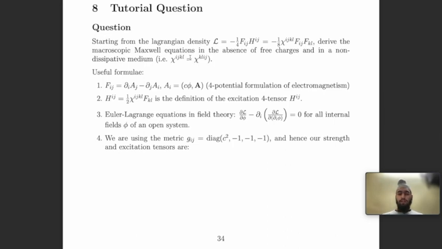A few useful formulae have been provided. Number one, the four potential formulation of electromagnetism. You should be familiar with the four potential, which is phi over c, and then the three vector potential A. And in terms of this, you can write the field strength tensor as F_ij = ∂_i A_j − ∂_j A_i.